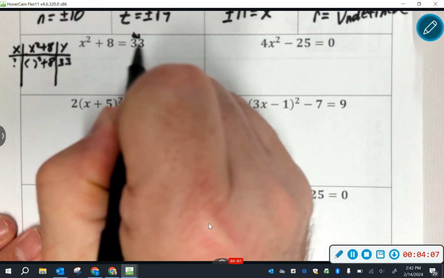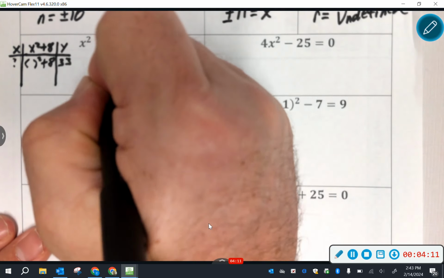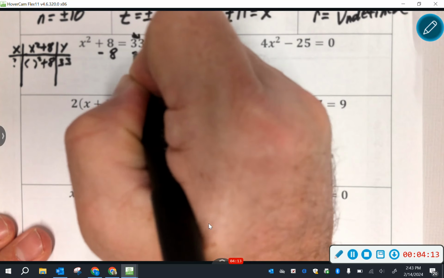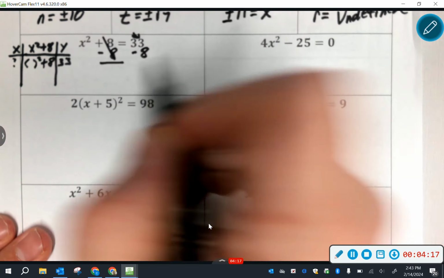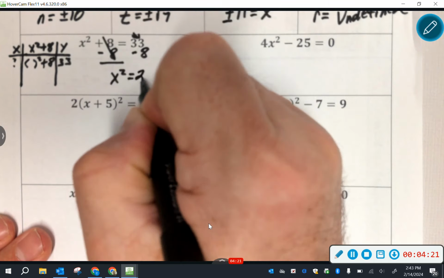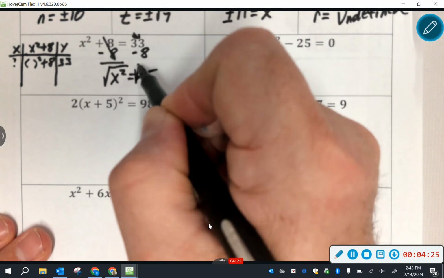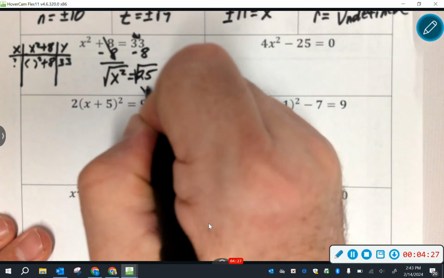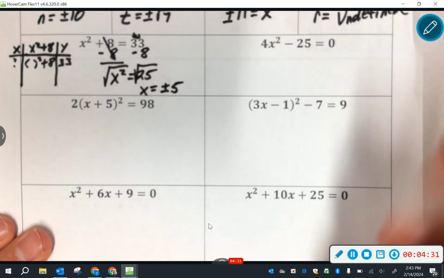Well, here's a way that we can get that outside of plugging this into Desmos. We can subtract 8. 8 minus 8 gives us 0. So that's going to give us x squared is equal to 25. And now we'll take the square root of both sides. And so now x is going to be equal to plus or minus 5.